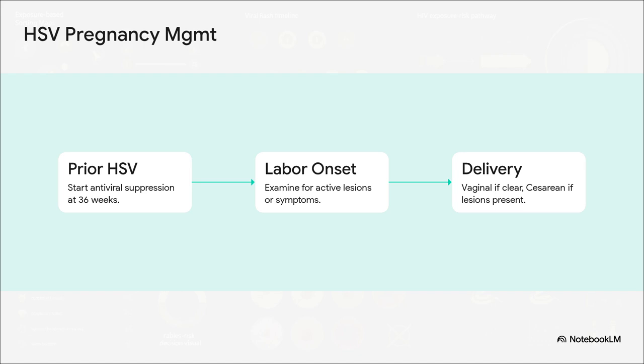Step 3. The delivery method pivots right here. If the physical exam and history are totally clear, you can proceed with a normal vaginal delivery. However, if active lesions or a prodrome are present, especially if the membranes have ruptured, you must move straight to an urgent cesarean delivery. That is the definitive next best step to prevent a catastrophic neonatal herpes meningoencephalitis.